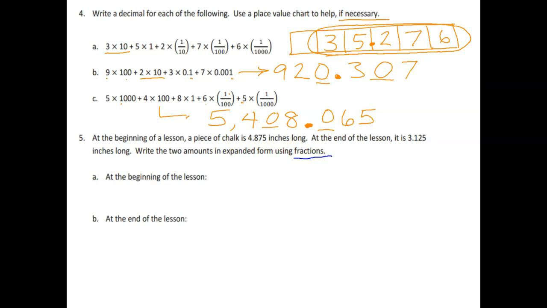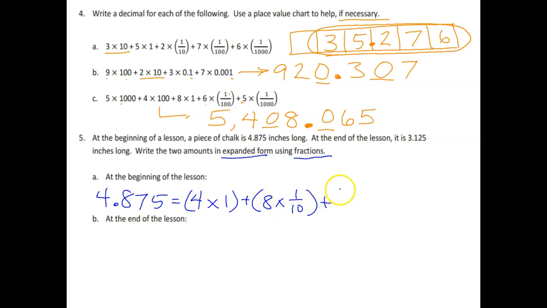So we have to use this fraction way here. We're not using a decimal like B. We got to use the fractions. Okay. So they're telling us we have to use expanded form and fractions. So at the beginning of the lesson, it was 4 and 875 thousandths. Let's go ahead and write that in expanded form. I know this 4. 4 what? 4 times 1. 8 what? 8 times 1/10. It's in the tenths. So 8 times 1/10 is going to be 8/10.